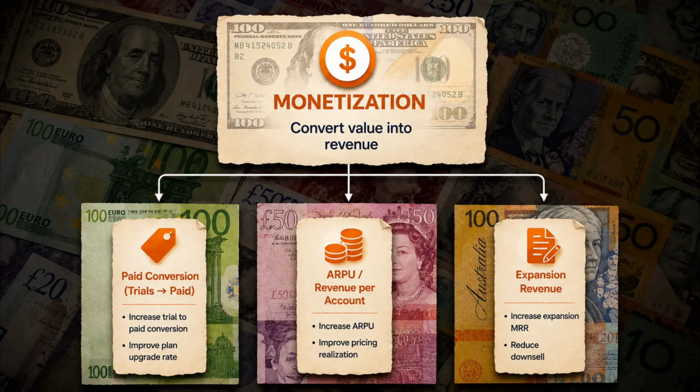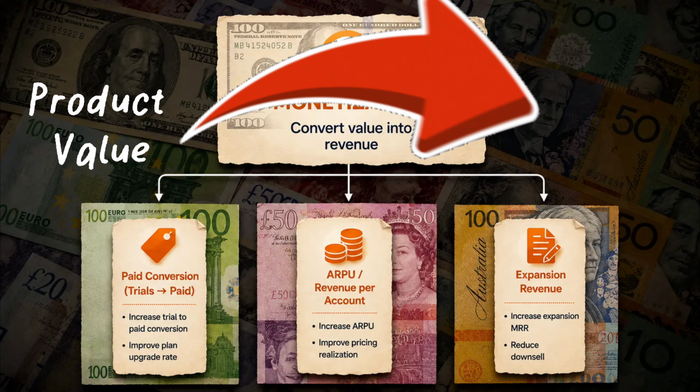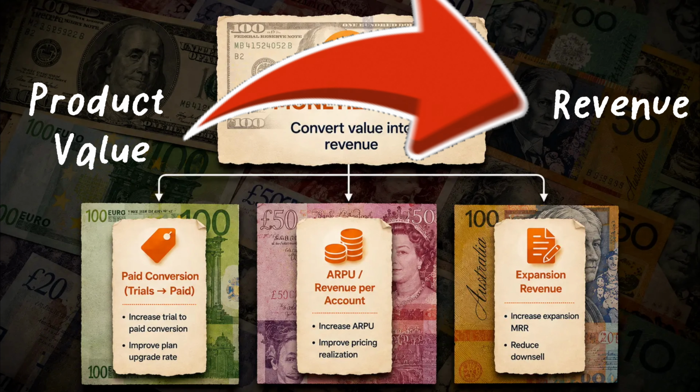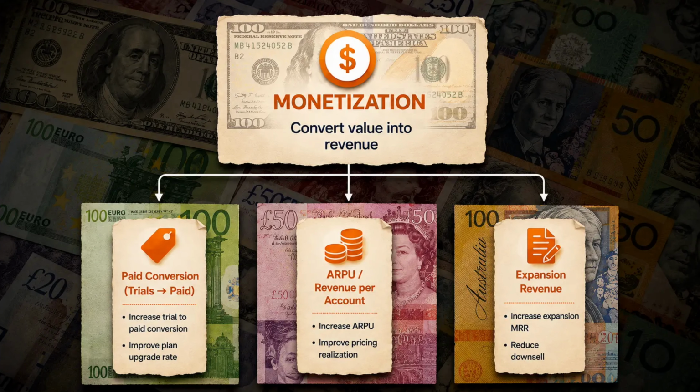The next one is monetization. Everyone cares about money, right? So these are the very important areas, the three sub-metrics within monetization that we should be focusing on, because that is where the product value becomes revenue. The three sub-metrics here are paid conversion, ARPU, that's average revenue per user, and expansion revenue.